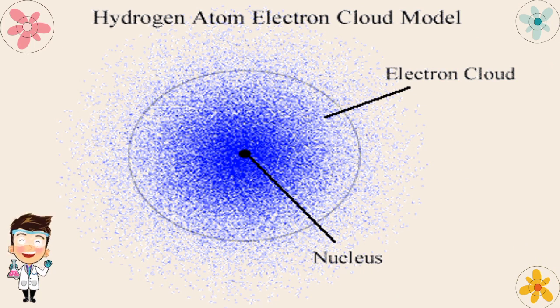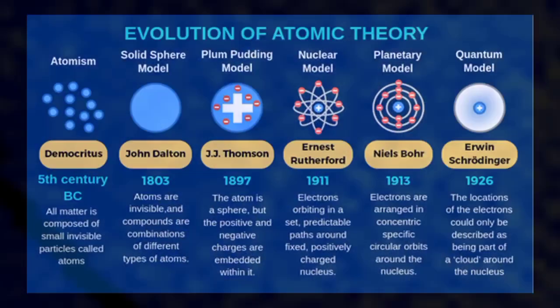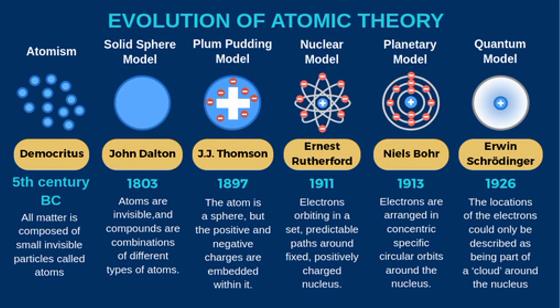Let us generalize once again the evolution of atomic theory. First, we had atomism by Democritus in the 5th century BC. According to him, all matter is composed of small invisible particles called atoms. In 1803, we have the solid sphere model by John Dalton. According to him, atoms are indivisible and compounds are combinations of different types of atoms. In 1897, we have the plum pudding model by J.J. Thomson. According to him, the atom is a sphere, but the positive and negative charges are embedded within it.